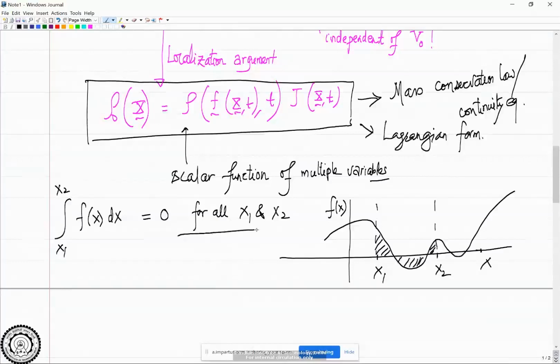But this has to hold for all x1 and x2. Why don't you choose your x2 to be here? If you do that, then you can see this integration is now positive, right? So that leads to a contradiction.